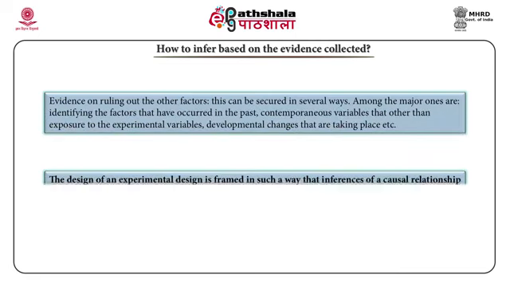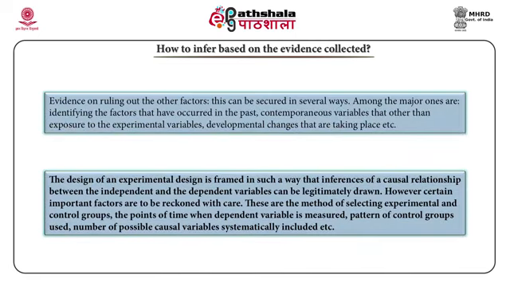Evidence on ruling out other factors. This can be secured in several ways. Among the major ones are identifying the factors that have occurred in the past, contemporaneous variables other than exposure to the experimental variables, developmental changes that are taking place, etc.